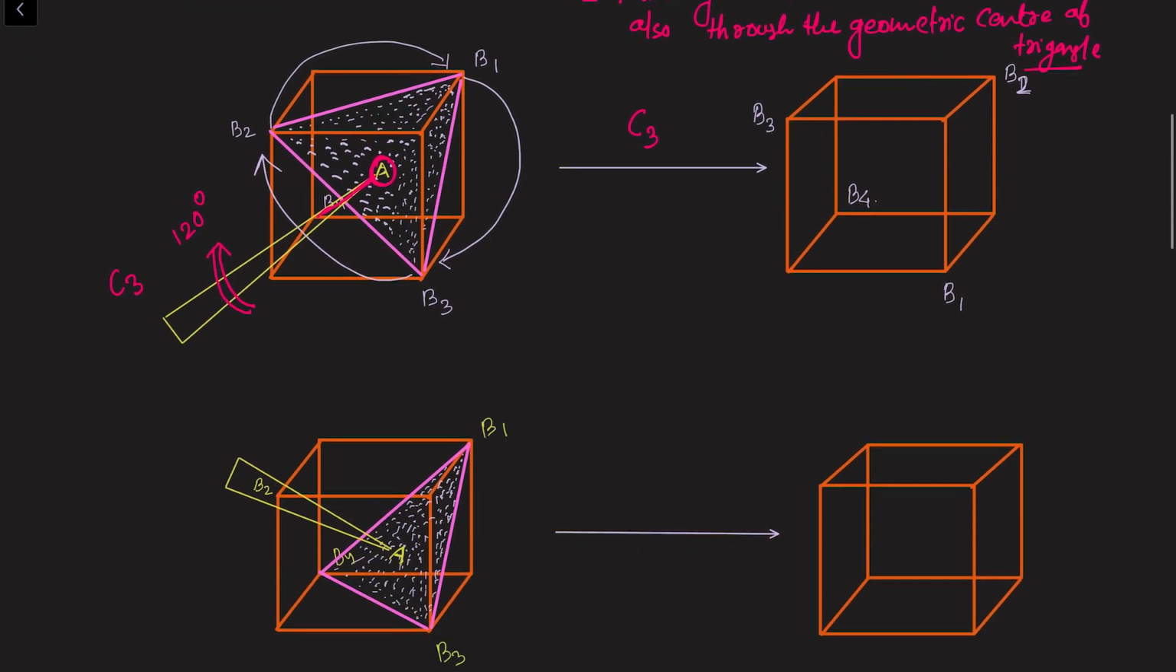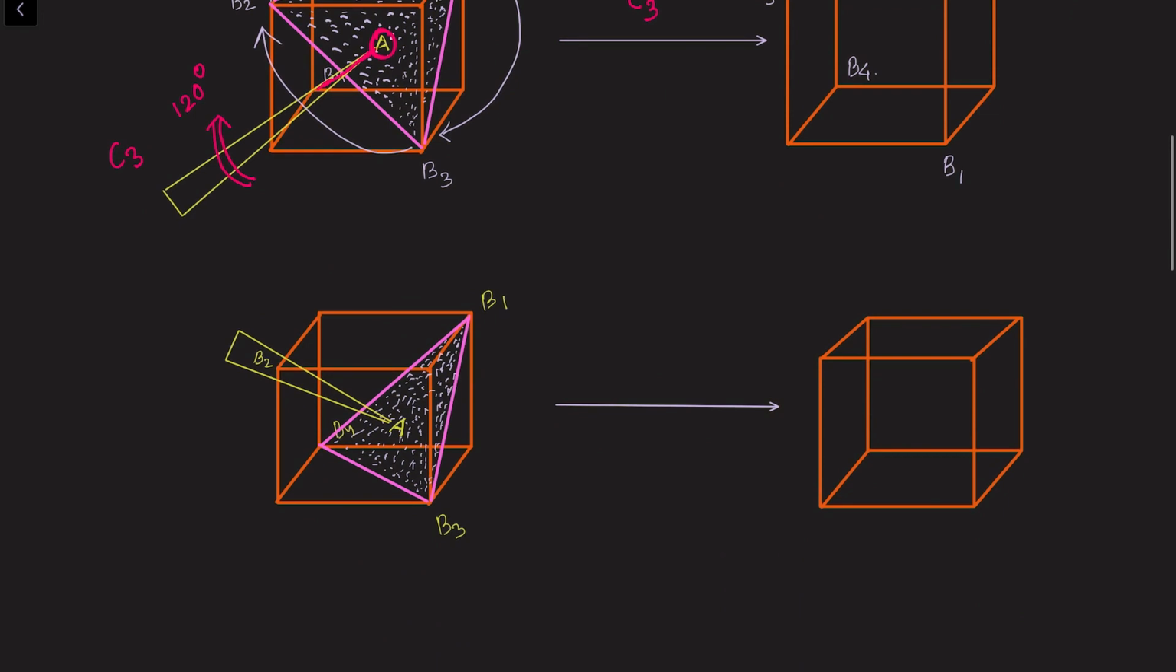Now check the second C3 proper axis of rotation. This is the second C3. This time this C3 includes this B atom. Which atom? The B2 atom.